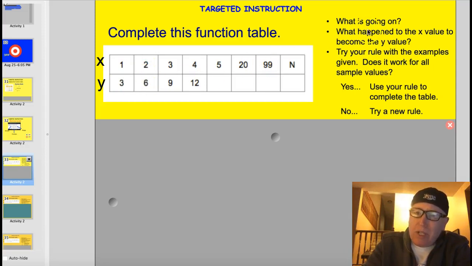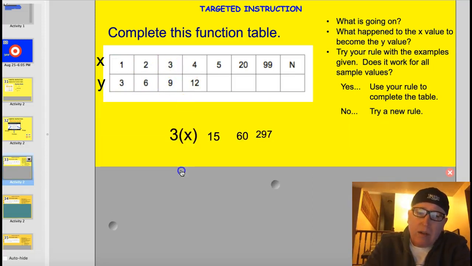So what I'm doing here is I'm trying to figure out what's happening to the x value to get it to y. And I came up with a rule which was plus 2, and I tried it in the examples. And if that rule doesn't work, then you go back and try a different rule. If your rule does work, go on and try the rest of the values. So it looks like this is times 3, times 3, times 3, times 3. All right, so we know that our rule is 3 times the x value.